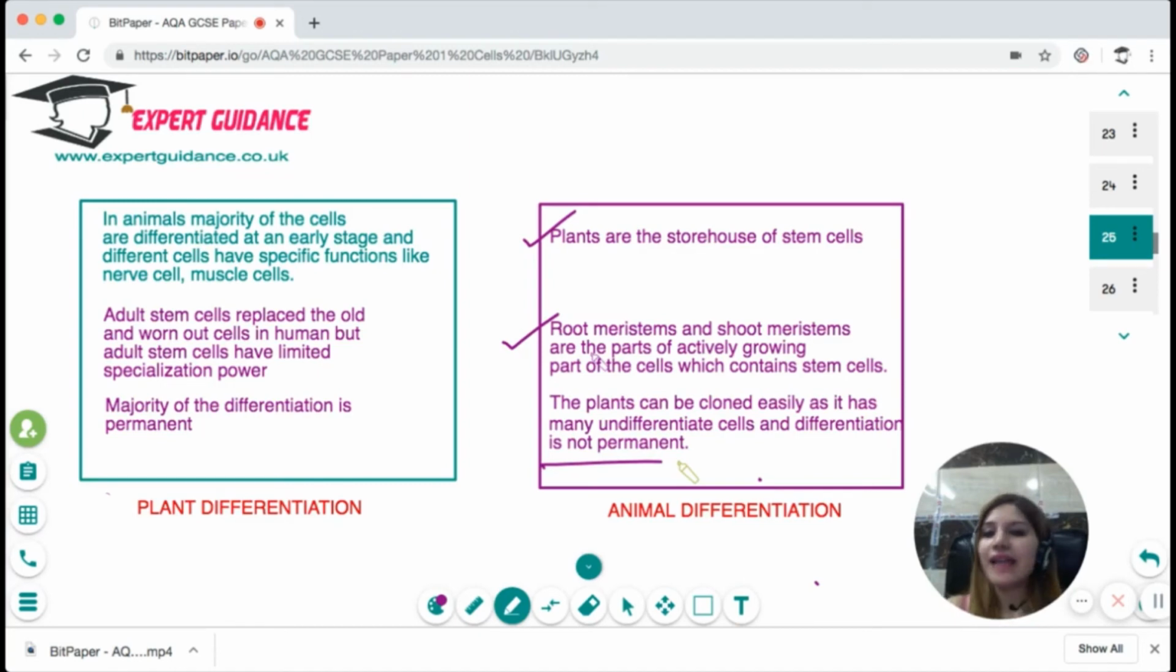Okay. Now in animals, the majority of the cells are differentiated at a very early stage. In plants, they get differentiated at a very late stage. In animals, cells are already specialized to form a nerve cell or a muscle cell. Now, adult cells replace the old and worn out cells in humans, but they have limited regeneration and specialization power. And as the majority of the differentiation is permanent, the cloning of animals is difficult. So this is what happens in animal differentiation, and this is plant differentiation.